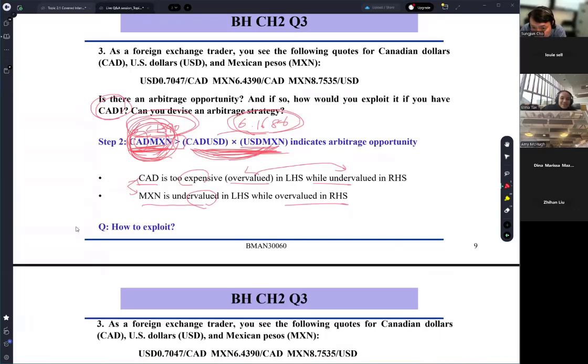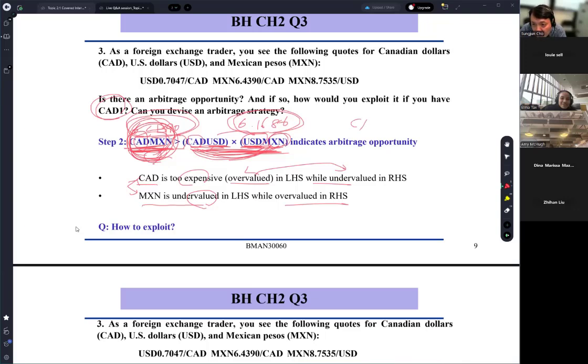Using triangular transactions means you have to sell Mexican peso here. Then what you get is a dollar. Once you get dollar, you should sell it right away using this one. Then eventually you're going to get CAD. So let me explain this one more time. You sell Canadian dollar to get Mexican peso, you sell Mexican peso to get dollar, and you sell dollar right away to get Canadian dollar.